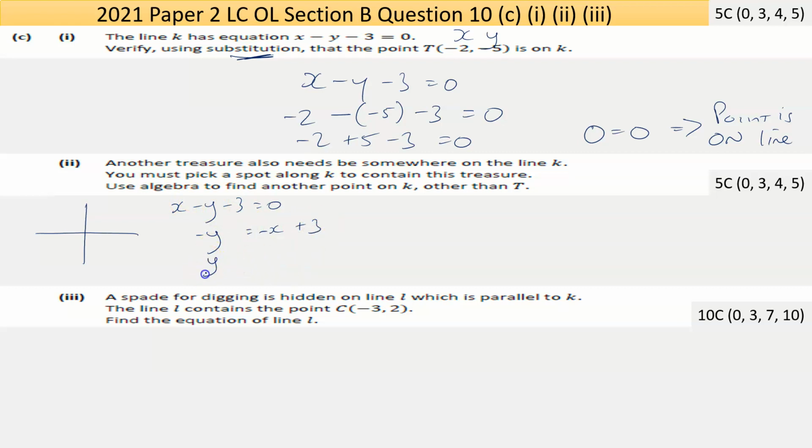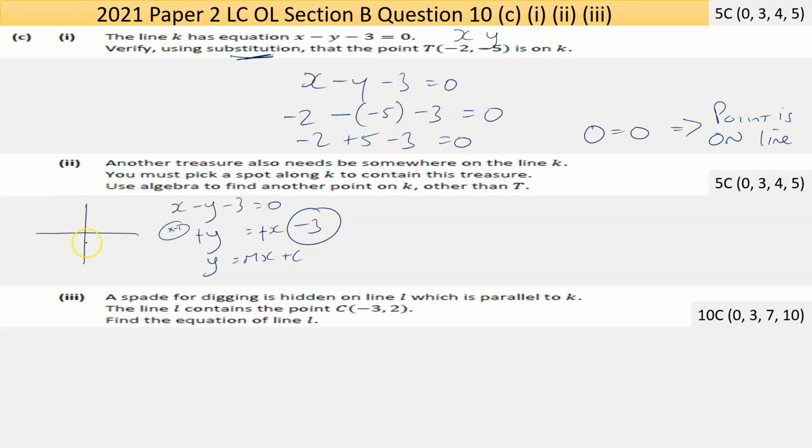Now, if I can compare that to the form y equals mx plus c, I'm going to end up with the value of the slope. In order to do that, I'm going to multiply across by a minus 1. Minus 1 by minus y is plus y. Minus 1 by minus x is plus x. Minus 1 by plus 3 is the same thing as minus 3. Now, the minus 3 tells me where it crosses the y-axis, but the important thing here is that the slope is 1.